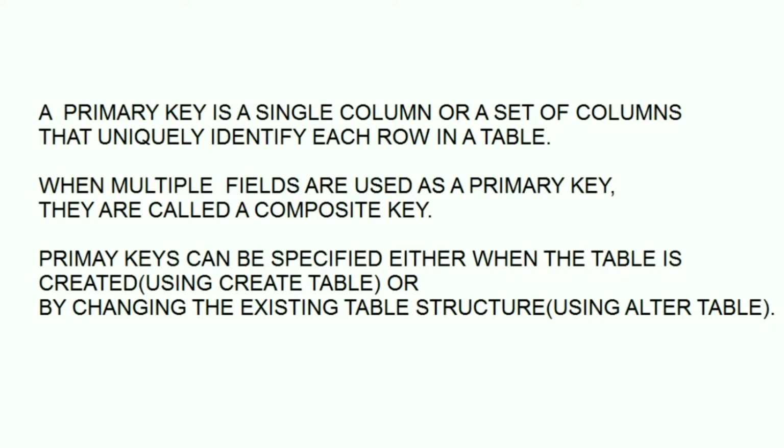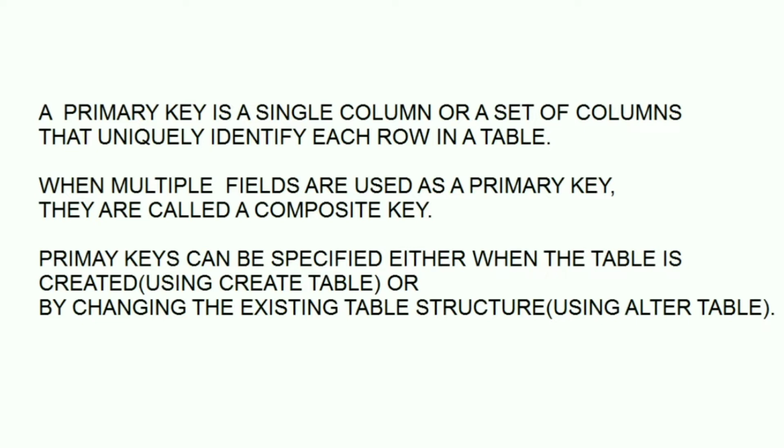A primary key is a single column or a set of columns that uniquely identify each row in a table. When multiple fields are used as a primary key, then they are called a composite key. Primary key can be specified either when the table is created using create table commands or by changing the existing table structure using alter table commands.